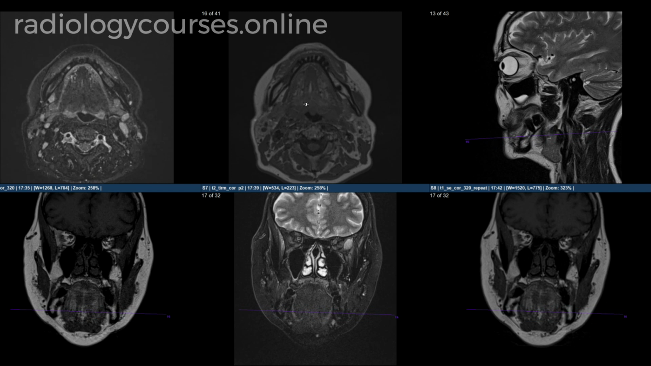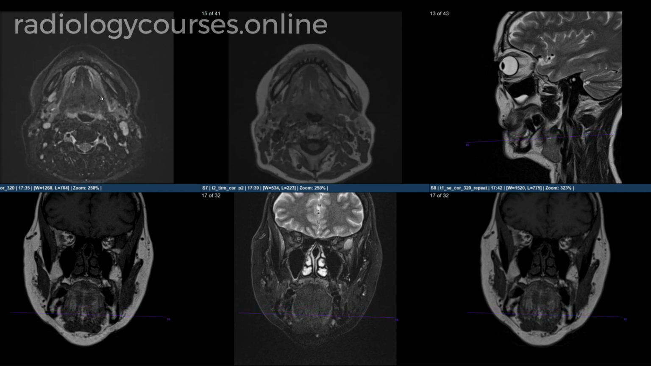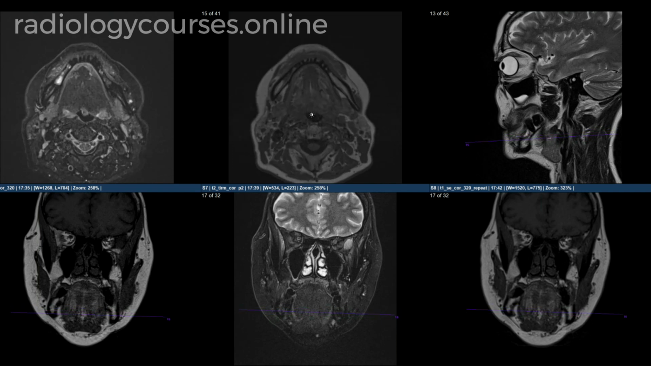If there is any further clinical concern of osteomyelitis, we can perform a post-contrast MRI or a follow-up MRI 6 to 8 weeks after an appropriate course of antibiotics.